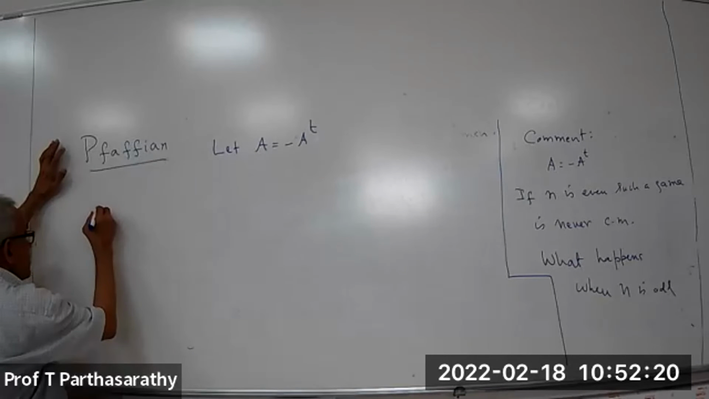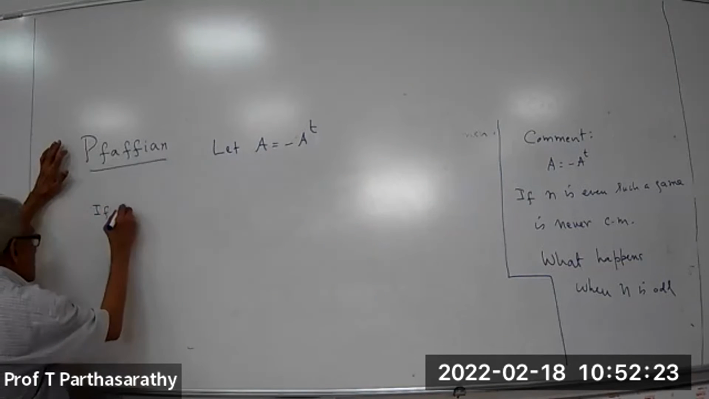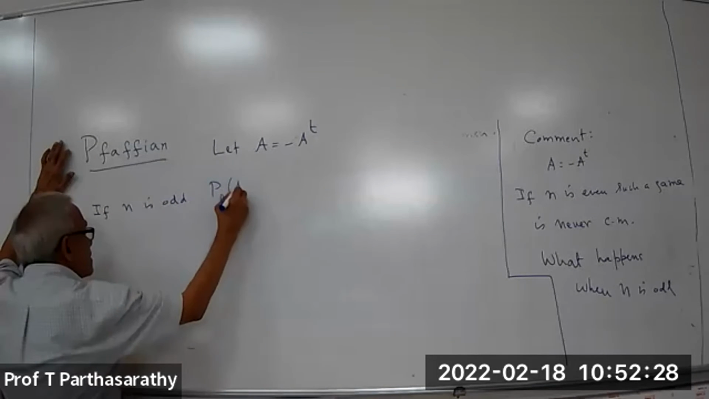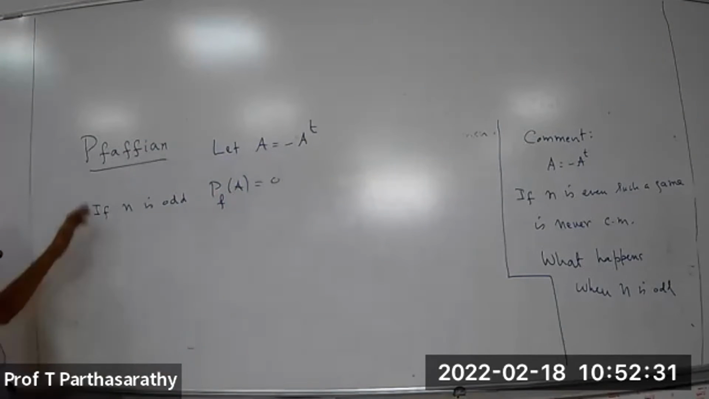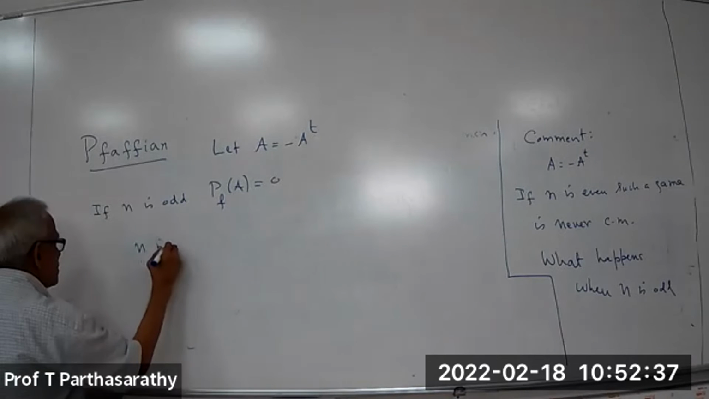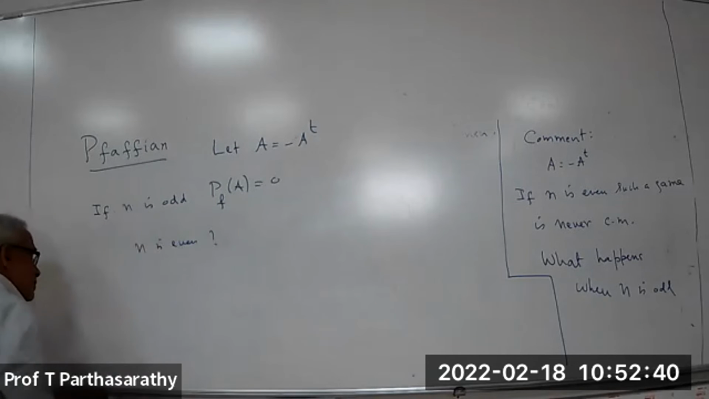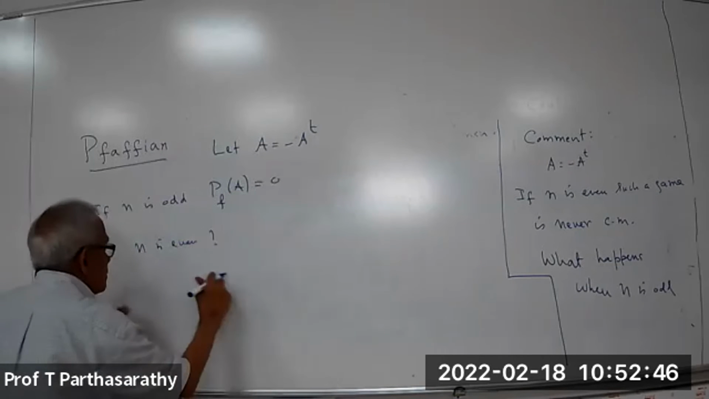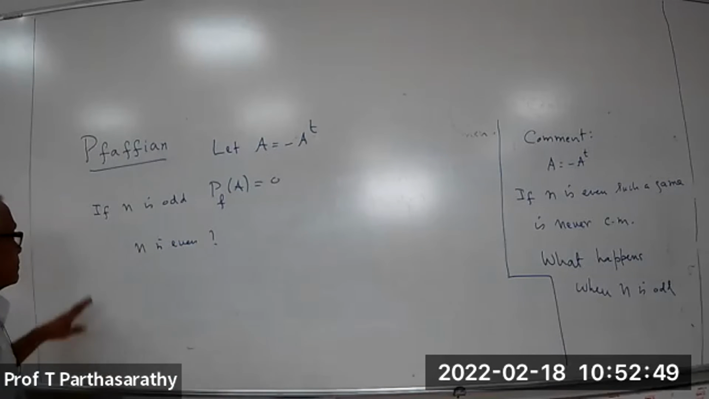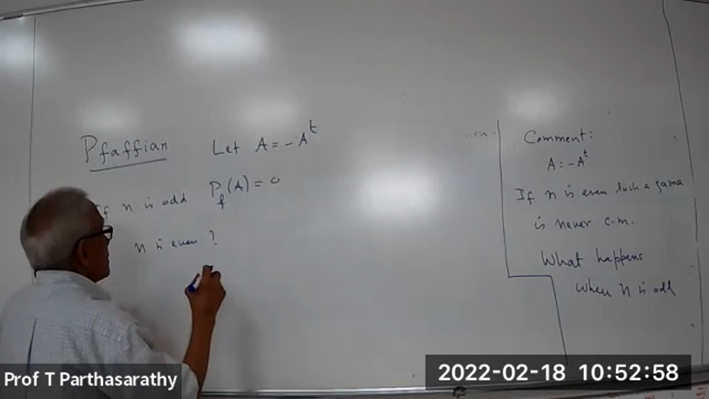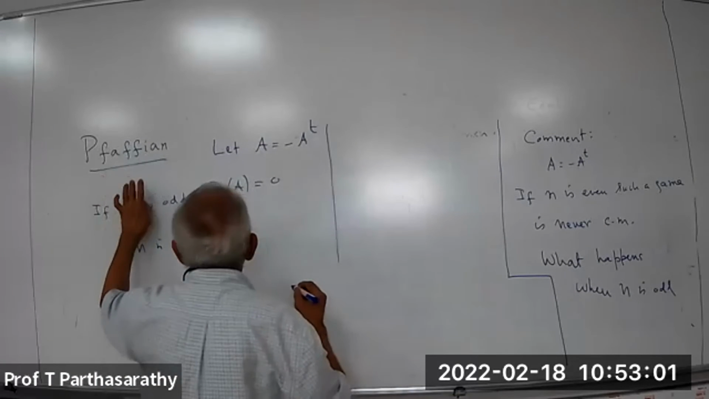See, if n is odd, the Pfaffian of A is defined to be 0, because the determinant is 0 correspondingly. So if n is even, we have to define. No, sorry. If n is odd or even, how do you define? Maybe I am using the notation in an abusive way, but it's okay. I'm going to assume that n is odd to define the notion of Pfaffian.